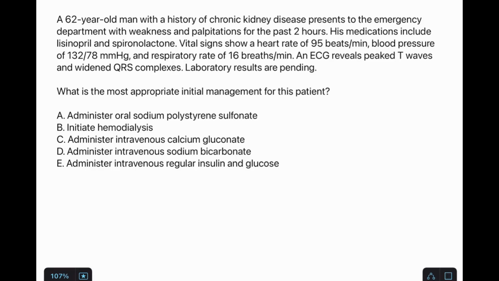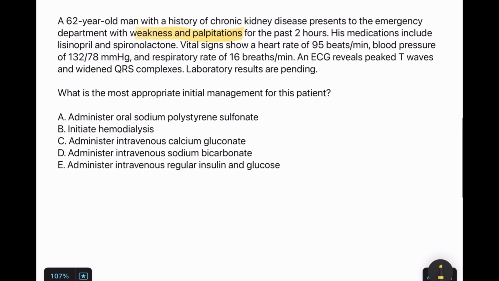Question of the day. A 62-year-old man with a history of chronic kidney disease comes to the emergency department with weakness and palpitations. So these are the symptoms. For the past 2 hours. His medications include spironolactone and lisinopril, and he has a high heart rate, high BP, respirations all right. And this is where the gist is. The ECG reveals peaked T waves and widened QRS complex. Laboratory results are pending. What is going to be the initial management?